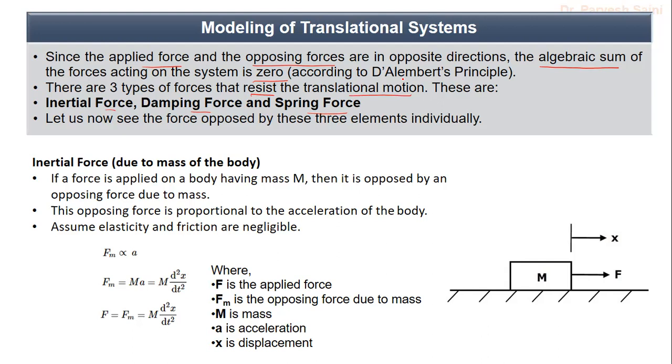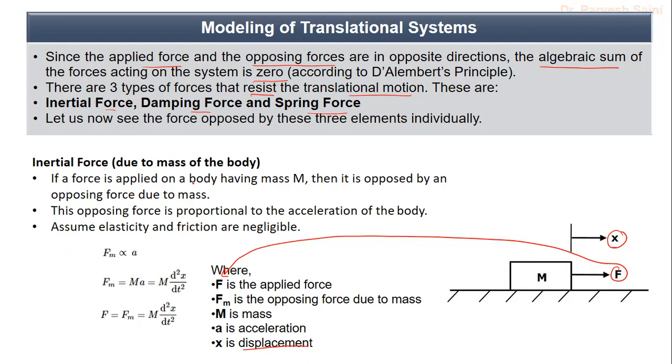Now let us see these three forces individually, how they act upon a system and what their mathematical expressions are, right? For example, there is a mass kept on a particular surface here, and if you apply force on it, it will have a certain displacement. So x here is displacement, and F is nothing but the applied force. Now this inertial force resists, it opposes the applied force. This is because of the mass of the body, right?